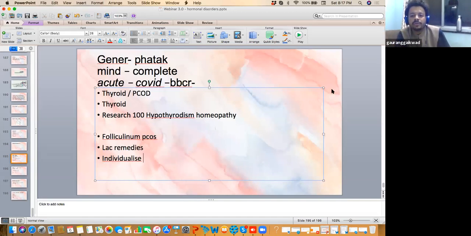Some more questions. When and what to focus on in mind symptoms? Focus on the deepest patterns. Focus on the most intense thing. Focus on things which are repeated.